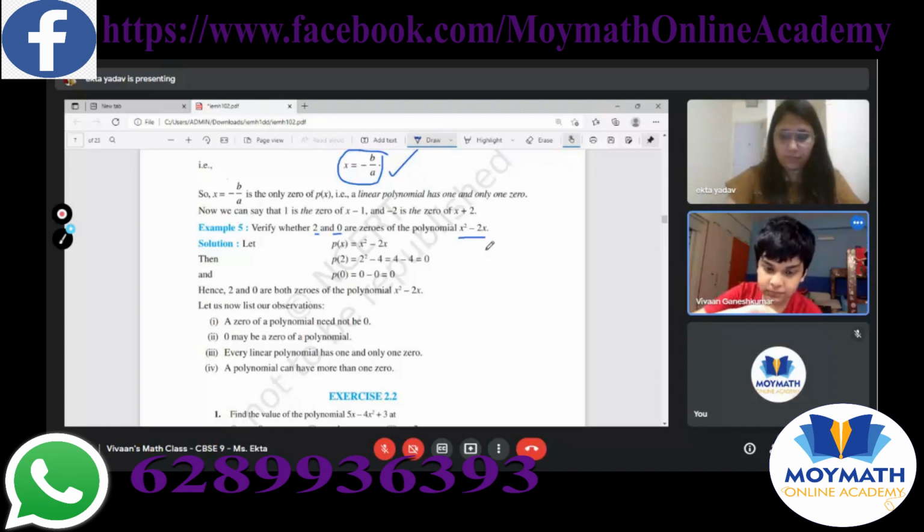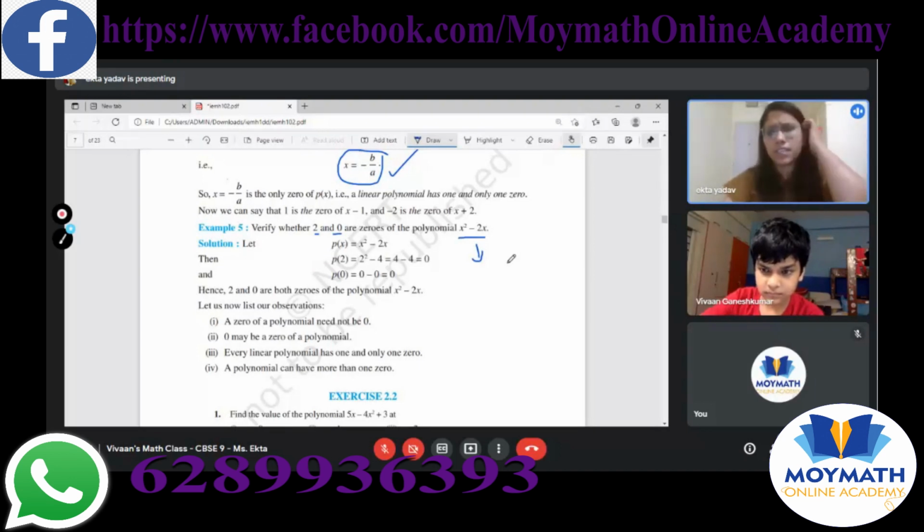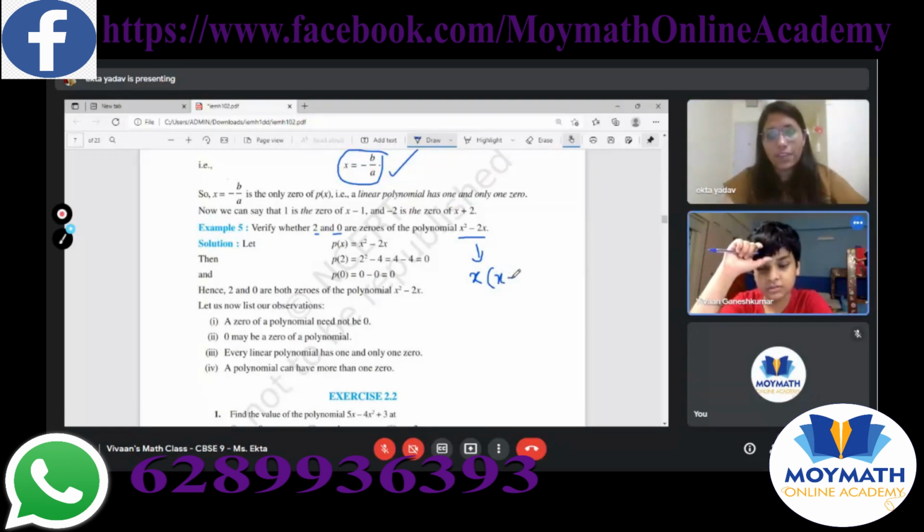Okay, ma'am. So for this you can check it the simple way, but if you get a polynomial of this form, you take the x common in this polynomial. Take x outside and what is left? x minus 2, right? So now it's easy to check.